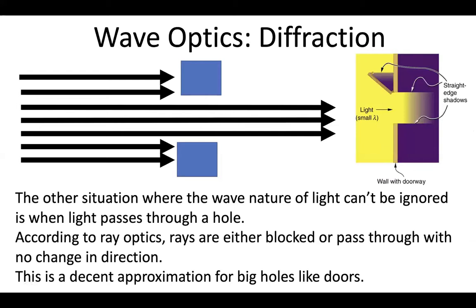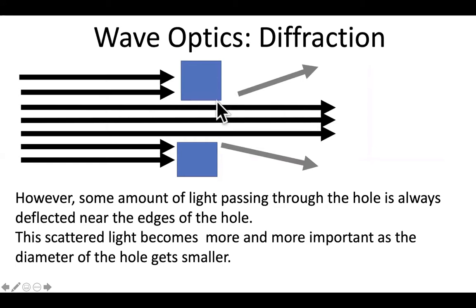But as you consider smaller and smaller apertures, it starts to break down. And even with large apertures like doorways or windows, it's not quite right. In fact, some amount of light passing through any aperture is deflected. It goes out the corners. Its direction has changed. And this scattering of the light becomes more and more important as the aperture gets smaller, but it's always there.